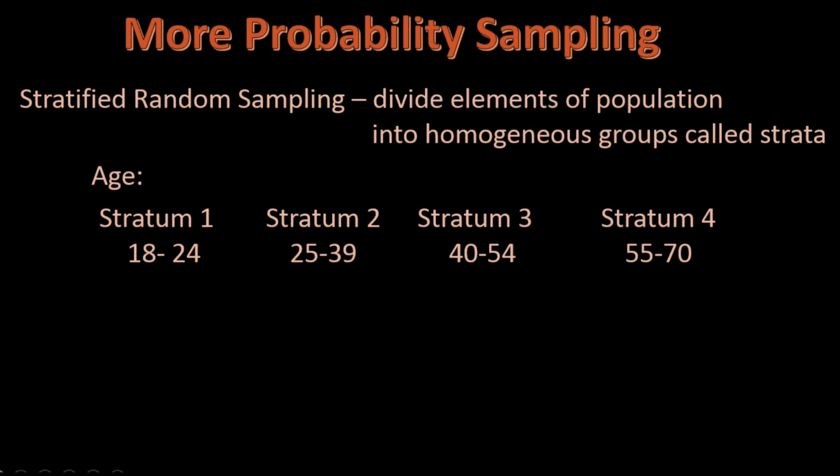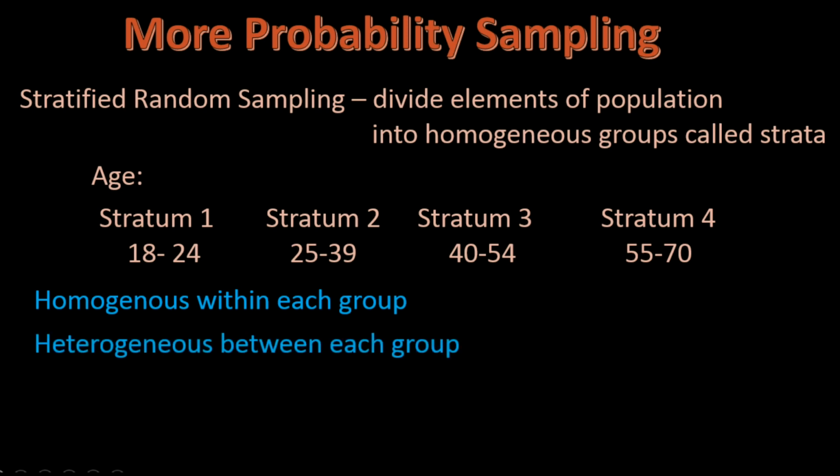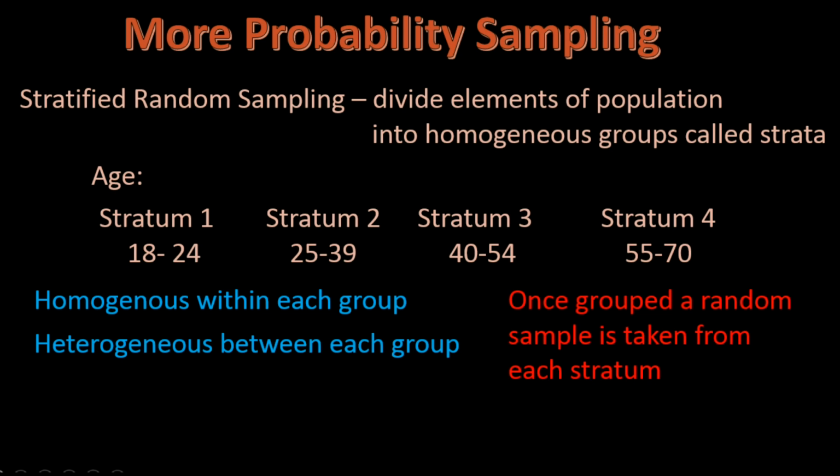What is important is that each stratum contains similarly grouped items so that the populations within the strata are homogeneous, but between each group they are heterogeneous or different. This results in less variation within each group and allows for smaller sample sizes. Once the strata are grouped, then a simple random sample is taken from each stratum.